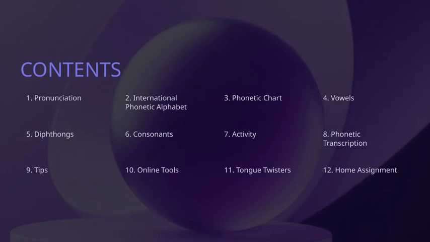Let's take a quick look at the contents of today's presentation. We'll start with pronunciation, which is fundamental for clear communication. Then, we'll explore the International Phonetic Alphabet, a key tool for understanding how sounds are produced and transcribed. Moving on, we'll dive into the phonetic chart to visualize these sounds and see how vowels and consonants are organized. We'll also discuss diphthongs, which are unique sounds formed by combining vowels.